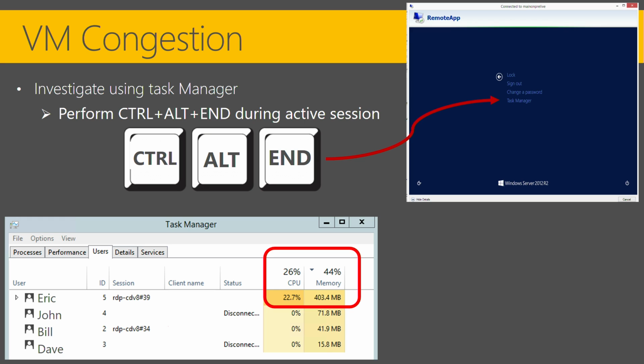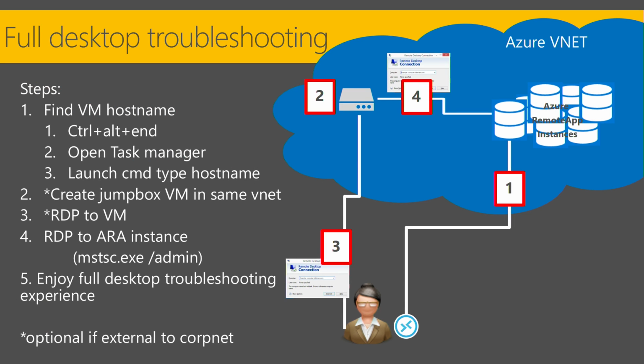Another way you could troubleshoot is maybe you want the full desktop. So, here's a very long-winded thing. You can actually RDP to those Azure RemoteApp instances. An easy way, if you're on CorpNet, those PCs are already on your network. You could just simply remote desktop to them. MSTSC, do the /admin. That'll bypass the licensing checks on it and allow you to connect as an administrator.